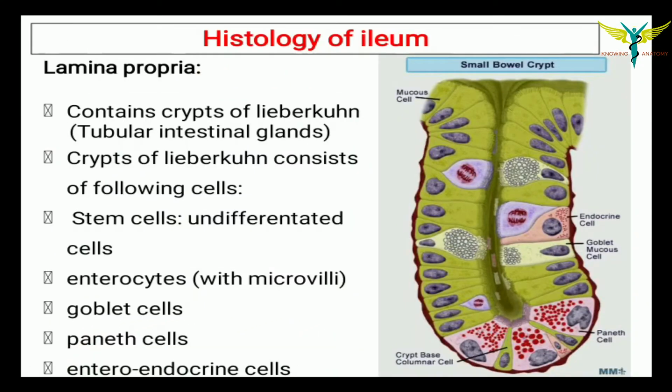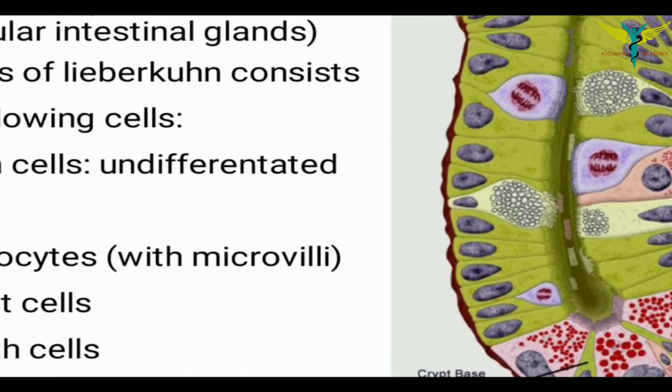Coming to the second layer of the mucosa, it is the lamina propria. It contains crypts of Lieberkühn. Those are also called tubular intestinal glands. And these crypts of Lieberkühn consist of these cells: the stem cells or the undifferentiated cells, enterocytes with microvilli, goblet cells, Paneth cells, and the enteroendocrine cells. You can note all the cells here. This is the endocrine cell, the goblet cell, the Paneth cell.